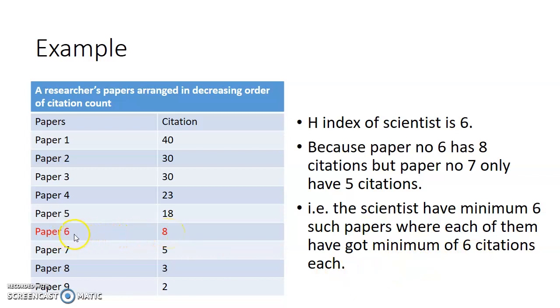That is, the scientist has a minimum of 6 papers where each of them has at least 6 citations. Paper number 6 has 8 citations, so up to paper 6 the scientist has a minimum of 6 citations. But paper 7 does not have 7 citations. It has only 5 citations. So his H-index will be 6. When his paper number 7 receives 7 citations, his H-index will become 7. So this is how the H-index of the scientist is determined.